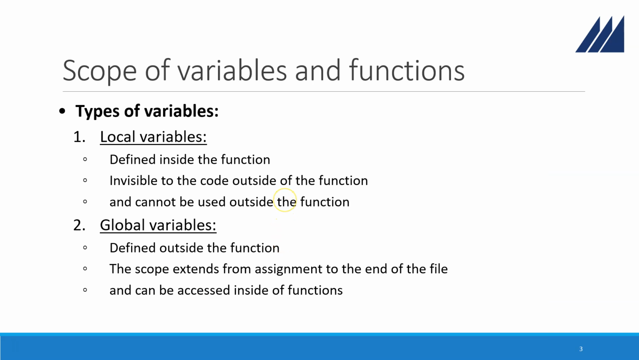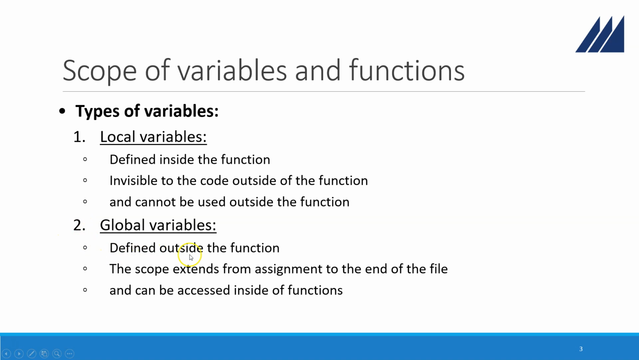There are two different types of scopes. We can look at the scope of the variable. We have something called local variables. These local variables are defined inside the functions only. They are not defined outside the function. They are invisible to the code outside the function. The only code that can manipulate these variables is the code inside the function, and they cannot be used outside the function.